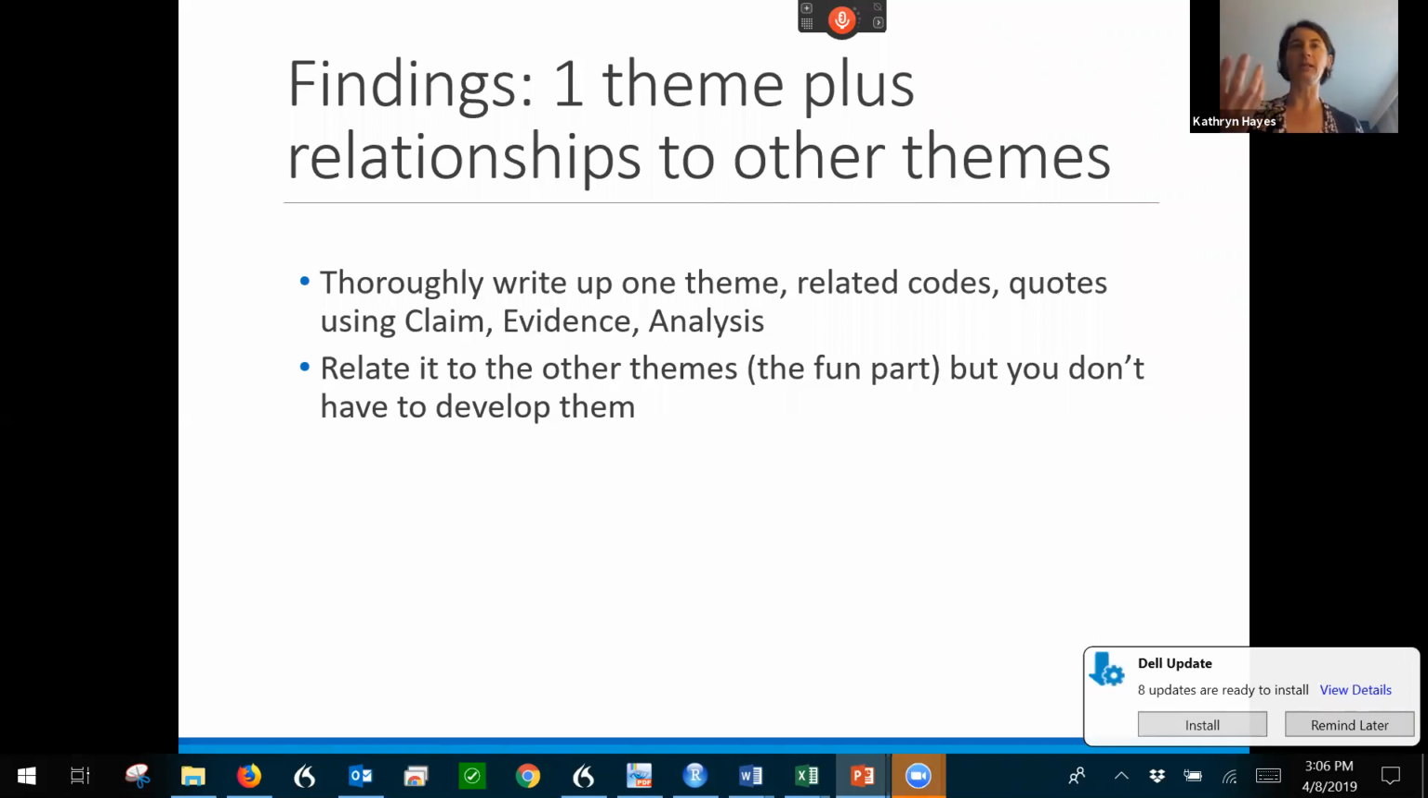Usually, in the case of quantitative research, it would be numbers. And then you want to provide analysis. So you always want to analyze that quote or those numbers for your reader. Okay, so just a little bit of a preview. And again, I know you've done some thinking about this already. The other thing you'll need to have in your findings is a couple of paragraphs that relates that one theme to other themes in your work.